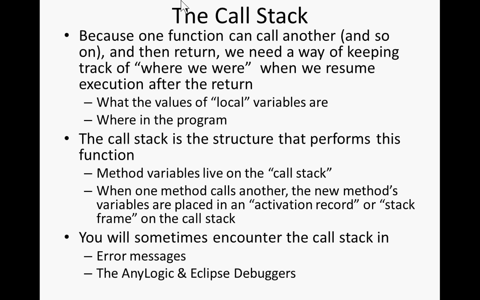When one method calls another, we need to keep track of where we were. When we resume execution after the routine, what were the values of the things that were going on there? Where in the program was it? So that when we get back from here, we know where we were. So we keep track of that in something that accumulates the information on each successive context, where we were at, so that we can resume it later.